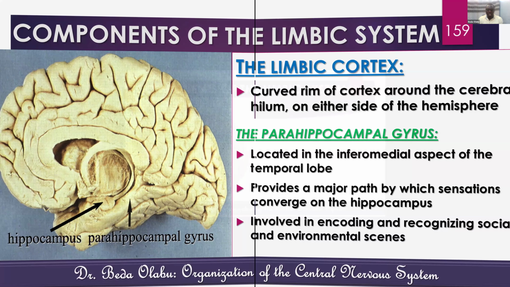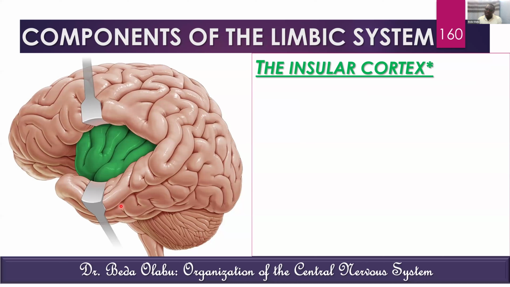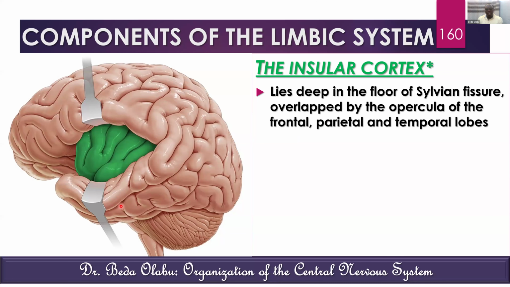All right, we can now talk about the insular cortex, which is not part of the cortical rim around the hilum, but still part of the limbic cortex. The insular cortex lies deep in the floor of the Sylvian fissure. Remember Sylvian fissure, the lateral sulcus. It is overlapped by the operculum of the frontal lobe, operculum of the parietal lobe, and operculum of the temporal lobe. So perhaps you need to open to see the insula with some short gyri and long gyri, and a sulcus going around it, what we call the circular sulcus.